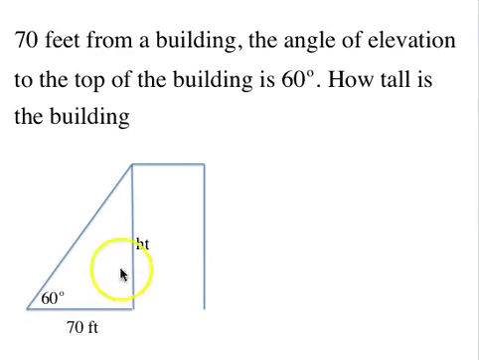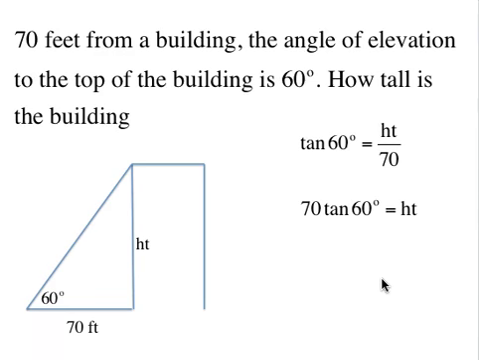So opposite over adjacent is tangent. So we'll argue the tangent of theta, tangent of 60, is height over 70. Well, what is the tangent of 60? Sine of 60, root 3 over 2, over cos of 60, over half. Root 3 over 2 over half is just root 3. So we get 70 times tangent 60, or 70 times root 3, will be the height of that building.